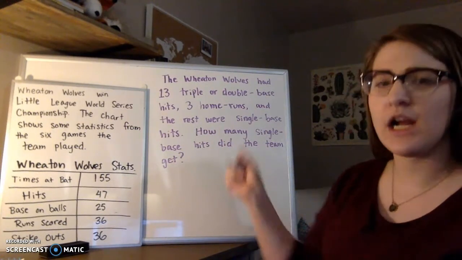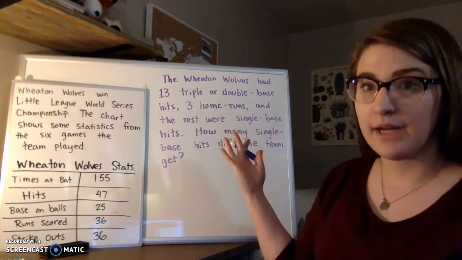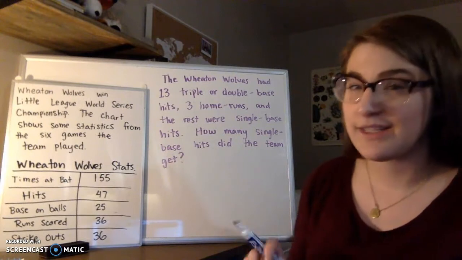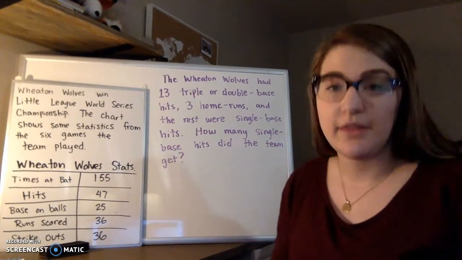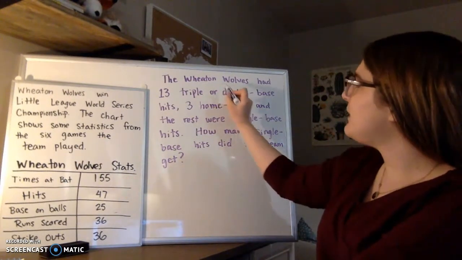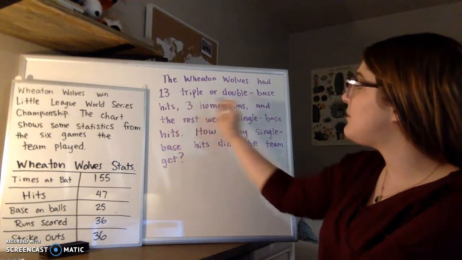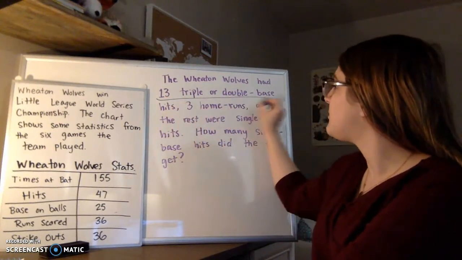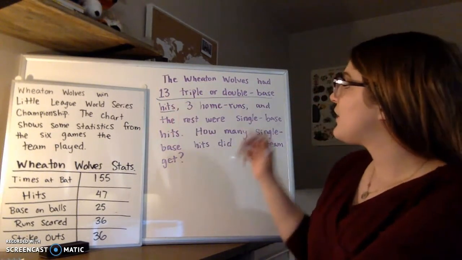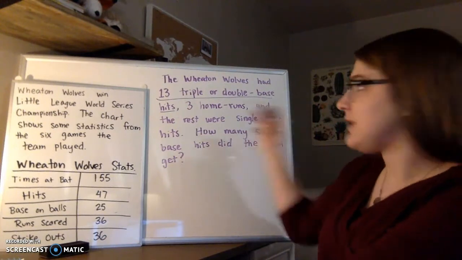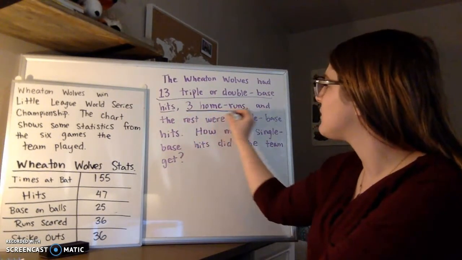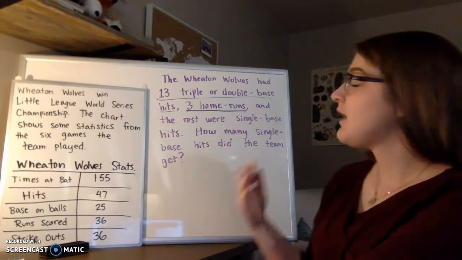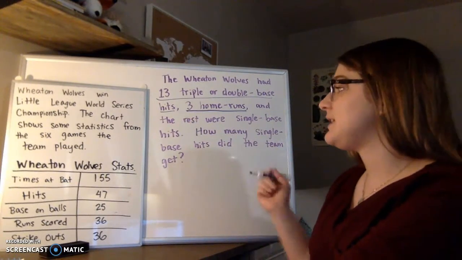So let's look here. I'm going to underline where I'm going to get information from the problem, and I'm still going to do a little arrow next to where we get information from the chart. So the Wheaton Wolves had 13 triple or double base hits. So I'm going to underline 13 triple or double base hits. 3 home runs. That's some more information that we'll need. 3 home runs. And the rest were single base hits. How many single base hits did the team get?